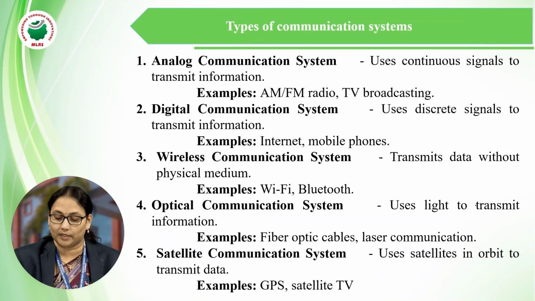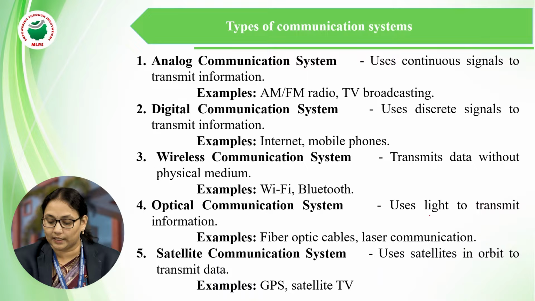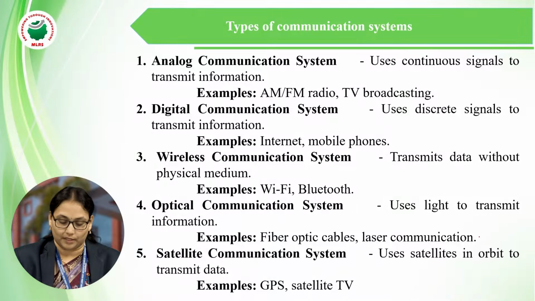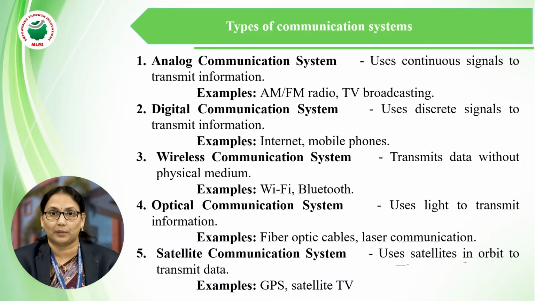Coming to the optical communication system, it uses light to transmit information. Examples are fiber optic cables and laser communication. The fifth one is the satellite communication system. It uses satellites in orbit to transmit data. Examples are GPS and satellite TV. So this is about the different types of communication systems.